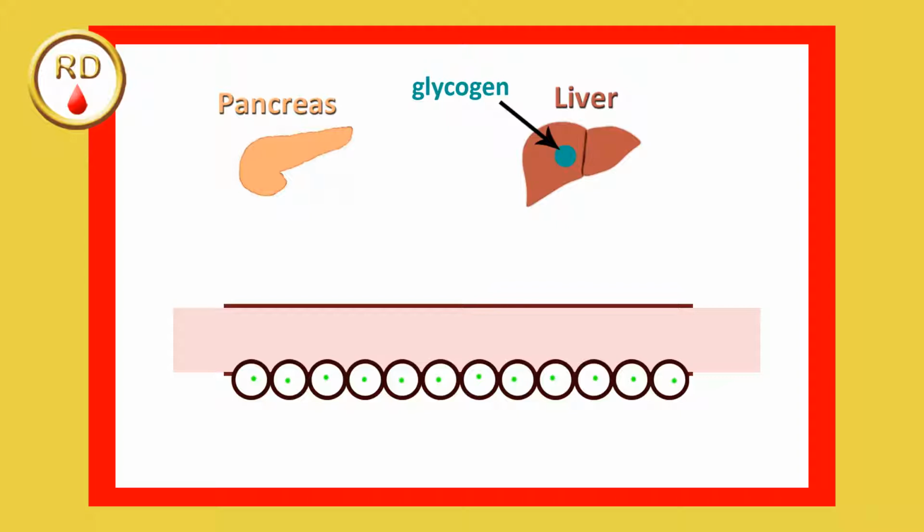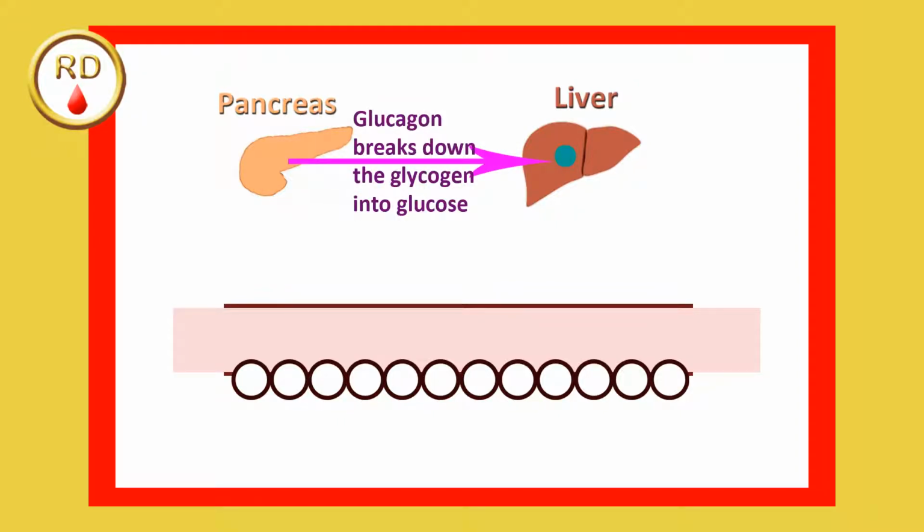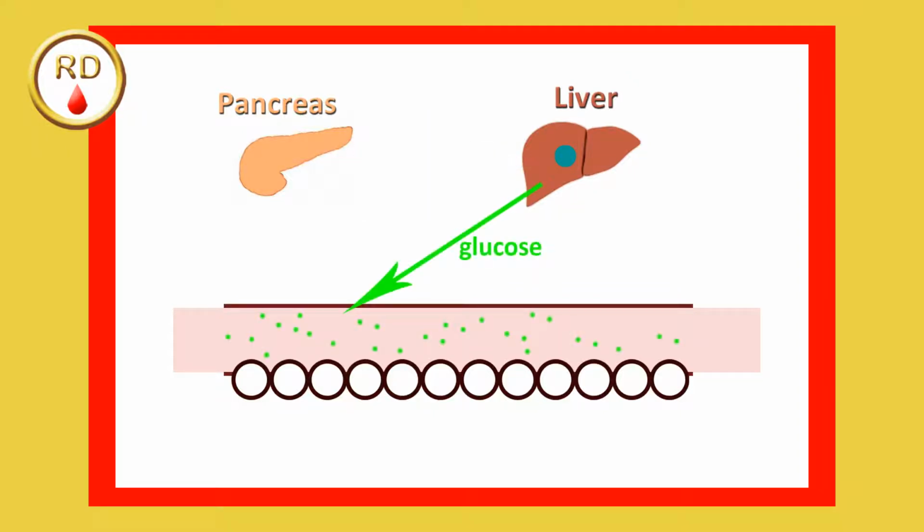When the cells have used up all their energy, it will signal that they are hungry. The body knows that it still has stores of glycogen in the liver, and this is a signal for the pancreas to produce and secrete a hormone known as glucagon. Now, glucagon breaks down the glycogen into glucose. It is in this form that the liver releases it back into the bloodstream. The process then begins all over again with the release of insulin, etc.